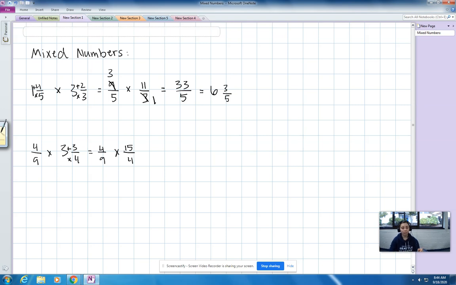Now we look for cross-canceling. Look this way and this way. 4 and 4. What's the biggest thing that goes into 4s? That would be 4. 4 divided by 4 is 1. 4 divided by 4 is 1.